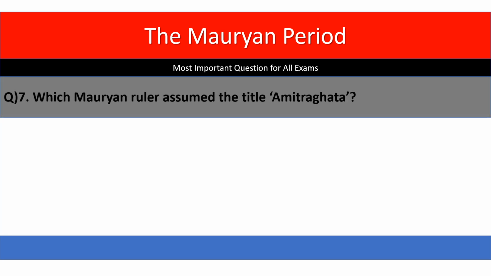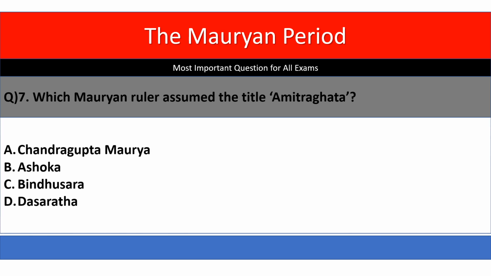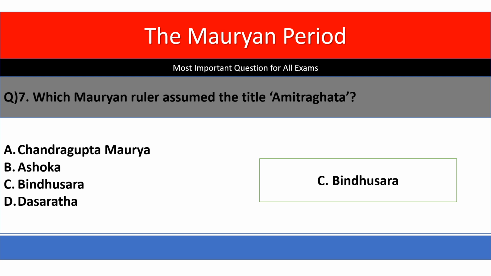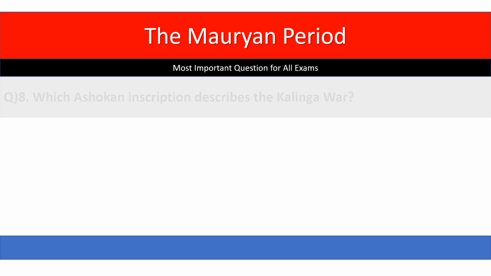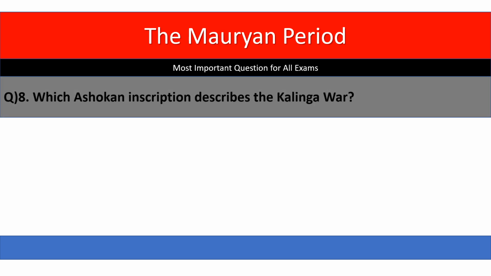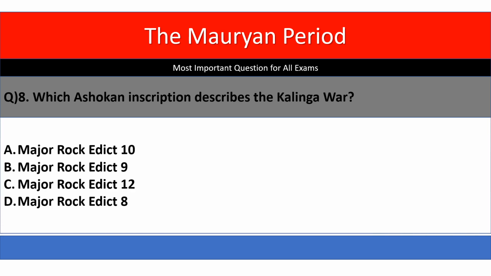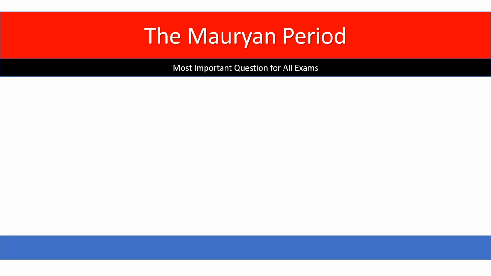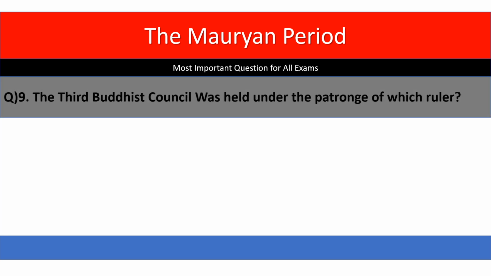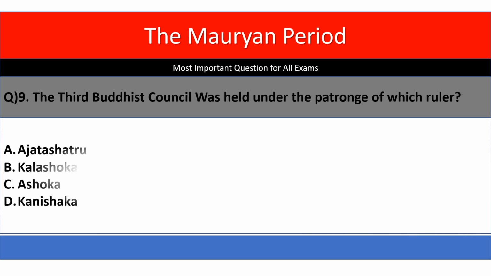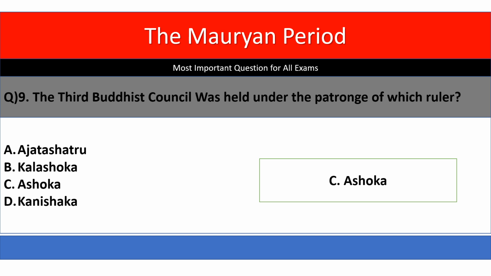Which Mauryan ruler assumed the title Amitraghata? C, Bindusara. Which Ashokan inscription described the Kalinga War? D, Major Rock Edict 8. The Third Buddhist Council was held under the patronage of which ruler? C, Ashoka.